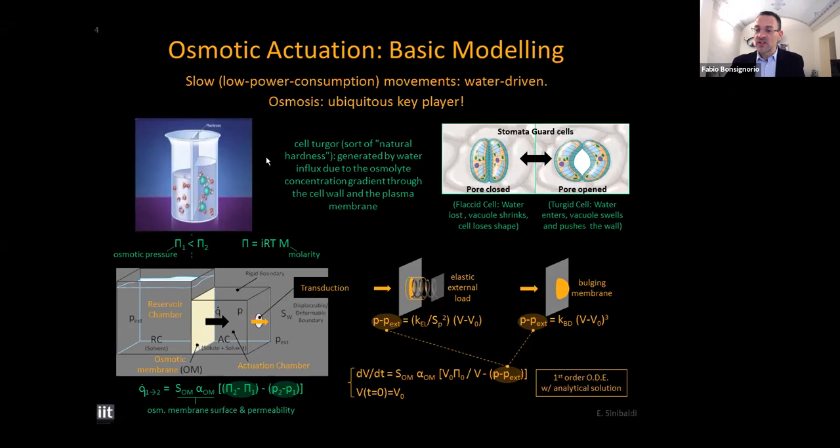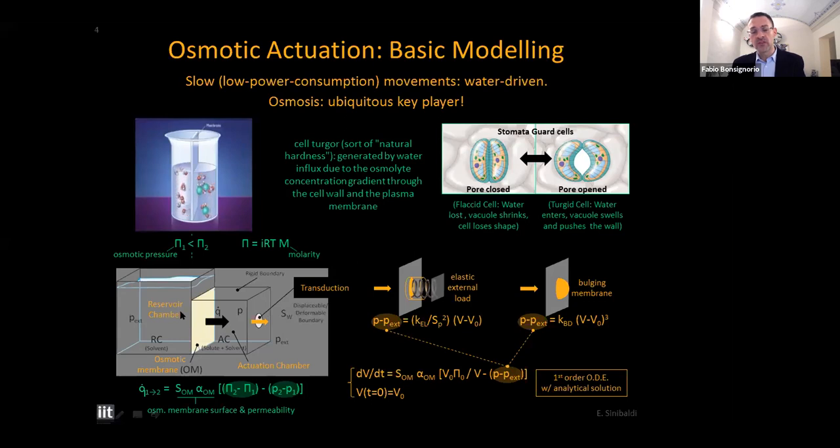And indeed, cell turgor, that is a kind of natural hardness for plants, is generated by this water transport due to the different concentration of osmolyte across the cell wall and the plasma membrane. So this is the driver, and plants can coordinate this water transport so as to achieve macroscopic movements. And the basic idea is quite simple.